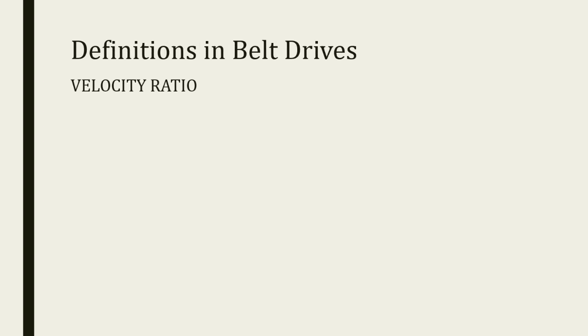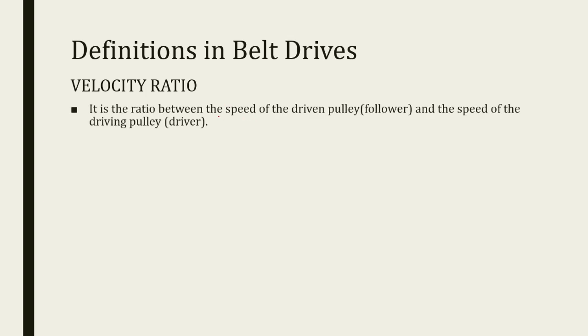You need to understand some of the definitions in belt drives, and the first important definition is velocity ratio. This is also used in the numericals that we solve in the later part of our syllabus. So what is velocity ratio? It is the ratio between the speed of the driven pulley, that is the follower, and the speed of the driving pulley, that is the driver.